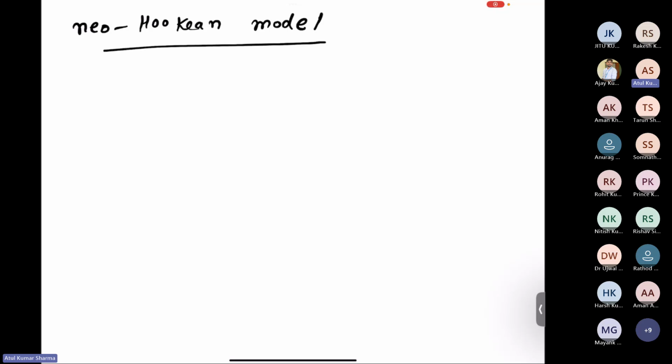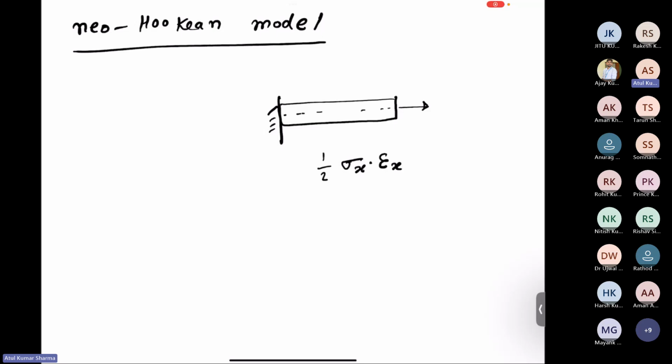Even if we talk about an axial bar, for a linear elastic solid, how do we write the strain energy density, or strain energy? If you consider a 1D case, you write the energy stored in the system as half sigma x into epsilon x, where sigma x is the normal component of stress and epsilon x is the strain, which is the strain energy per unit volume.